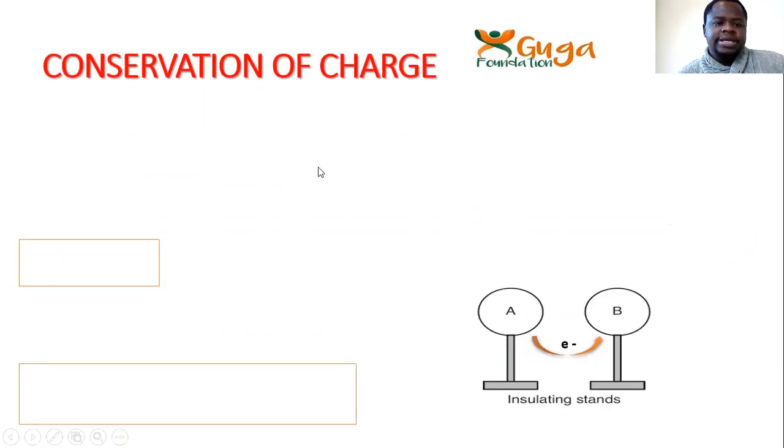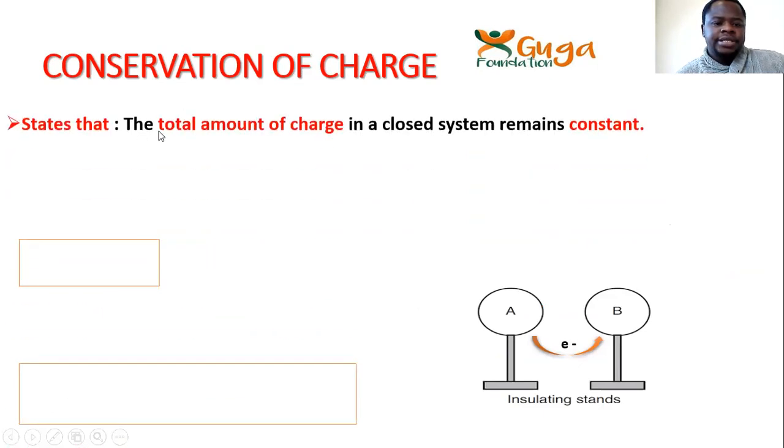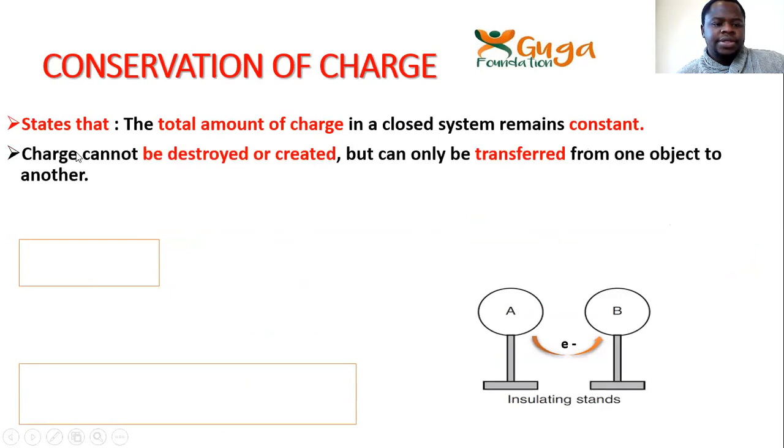Now, let's look at the conservation of charge. It says that the total amount of charge in a closed system remains constant. We also know that charge cannot be created or destroyed, but can only be transferred from one object to another.